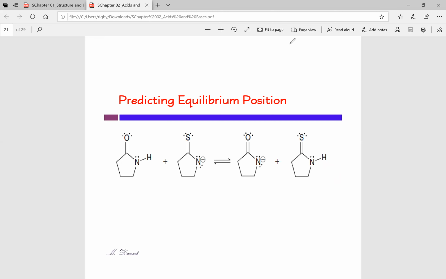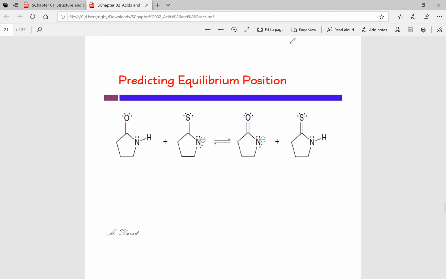What I like to do when given these problems is identify the acids. Each side has to have an acid and each side has to have a base. Usually our bases are going to be negatively charged and our acids are going to be positively charged, but they can always be neutral. The only condition for an acid to be an acid is that it has a hydrogen, and the only condition for a base to be a base is that it has an available lone pair that it can attack a hydrogen with.